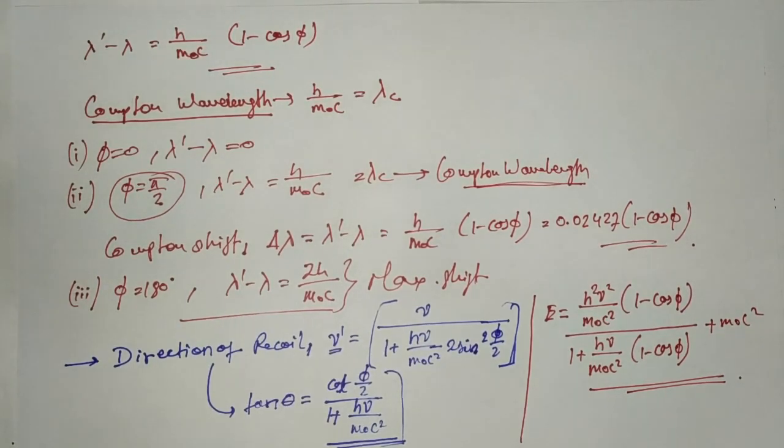So with this we have come to the end of this topic of quantum physics. In the next videos we will be learning about de Broglie's hypothesis and Heisenberg's uncertainty principle. Thank you.